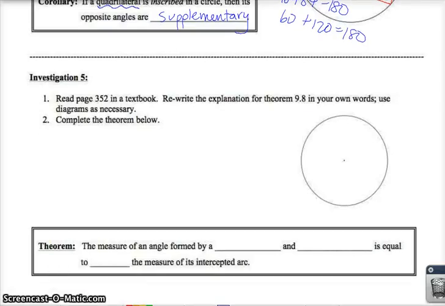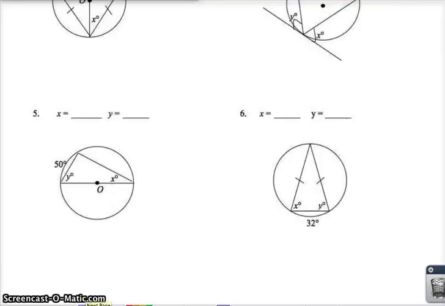Here I'm going to go ahead and let you try investigation 5 on your own. So read through this, and then you should be able to also fill out these blanks on your own once you read that. If you have questions about it, please ask me in class. Okay, I'm assuming that you don't have questions if you don't ask me in class. I'm assuming that you understand everything you've read.